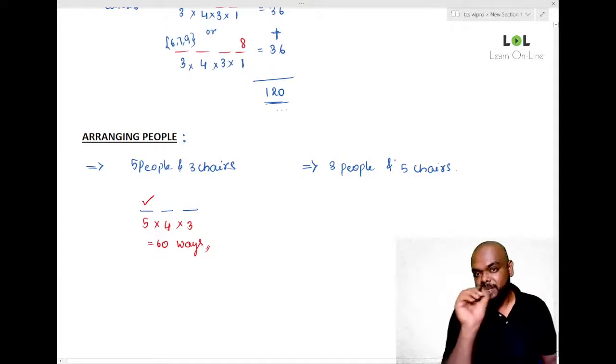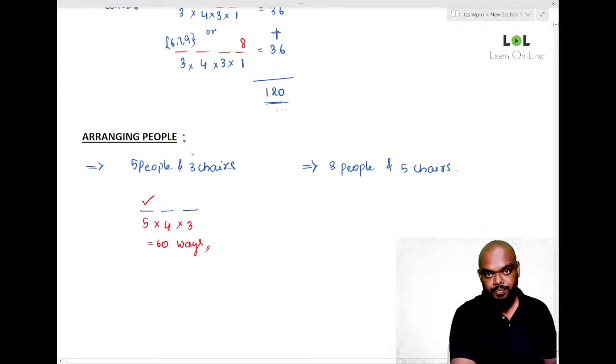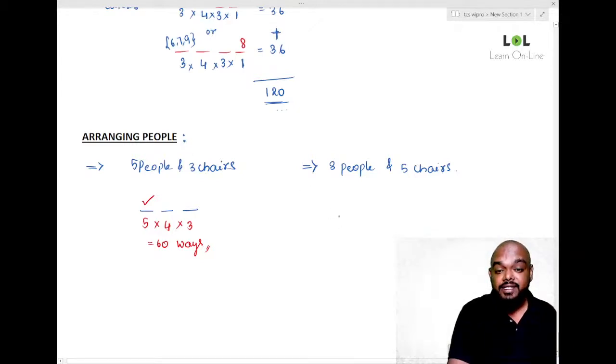Imagine there are 3 people standing outside. When the first person comes inside, how many chairs are available for him? 5 chairs are available for him. He can sit in 5 different ways.